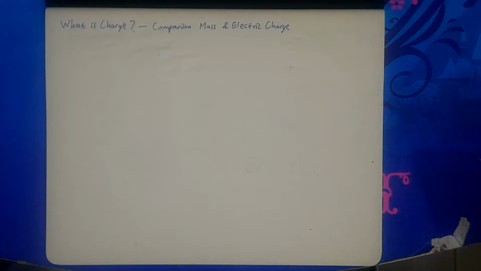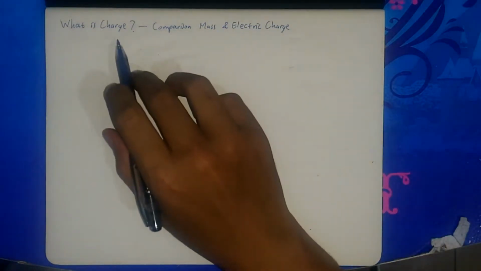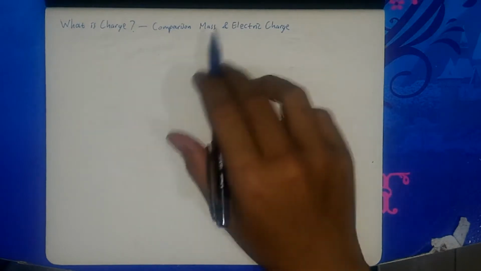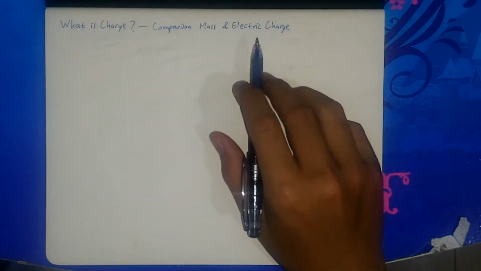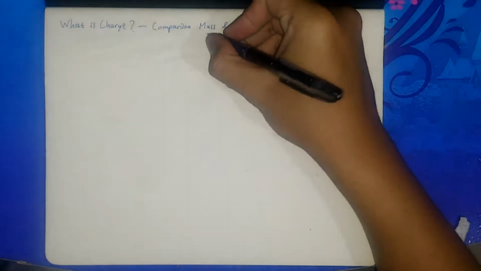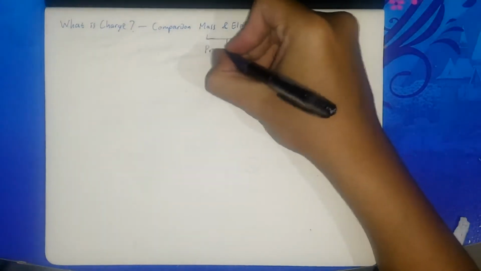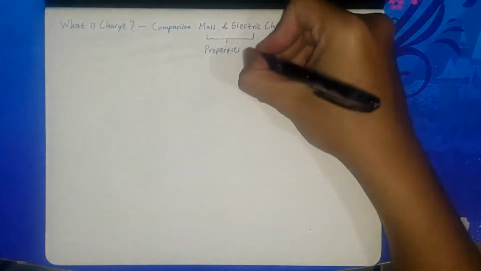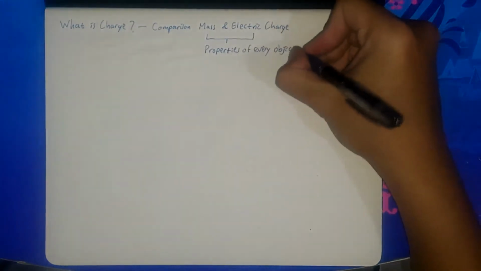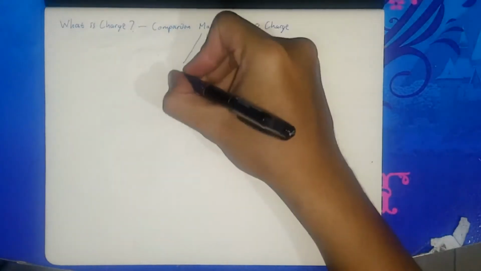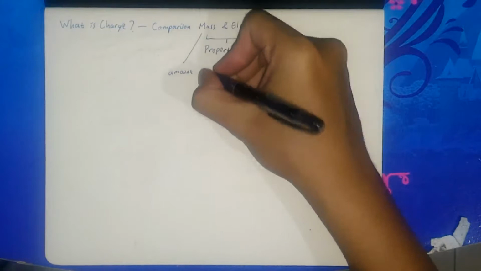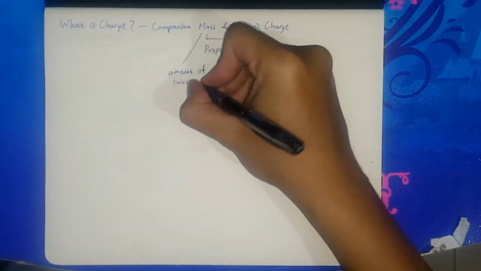Hi, in this video, I want to talk about what charge actually is, and also make a comparison between mass and the electric charge of an object. What I think is that both mass and electric charge are properties of every object. On one hand, mass talks about the amount of substance an object has.